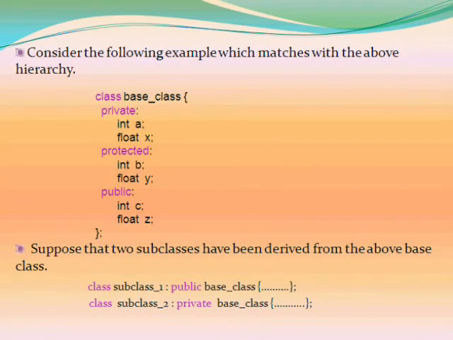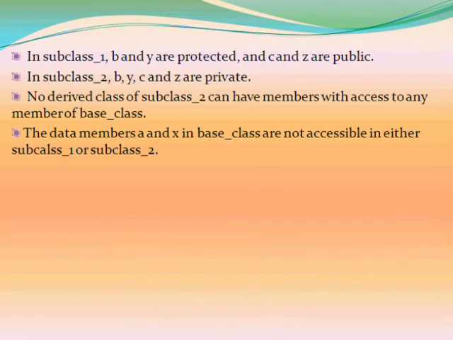Here, we have given an example where subclasses inherit the access specifiers of the base class. C and Z are public as well as B and Y are protected. Derived classes of subclass 2 cannot have members with access to any member of the base class.